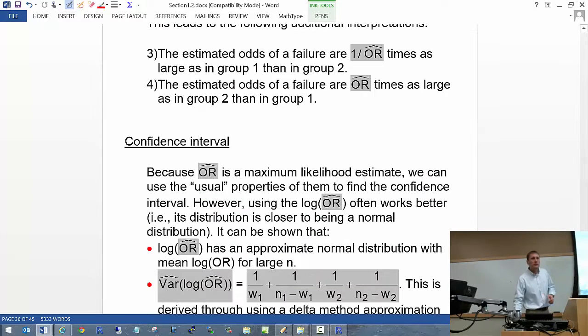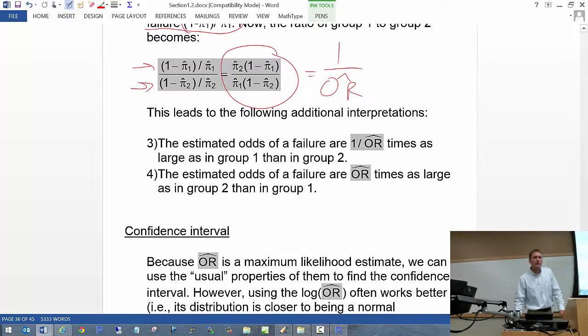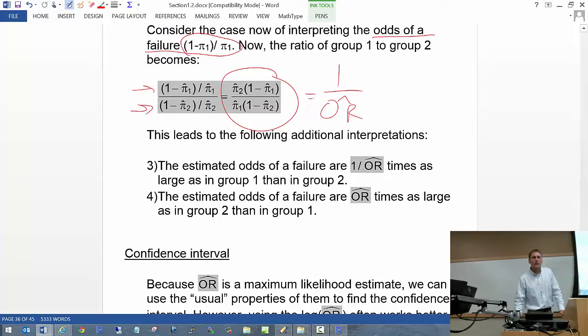So OR is also success, and 1 over OR is also failure. Let's be careful here. OR is a comparison of 2 odds of success. So you're looking at the odds of success for group 1 divided by the odds of success for group 2. Okay, so I wouldn't call OR an odds of a success. It's not. It's a comparison of 2 odds of successes. Does that help?